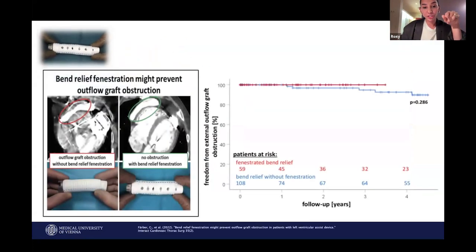Ferbet al actually presented their data with the 167 patients they had, with no bend relief outflow graft obstruction in the fenestrated group and 5 cases in the non-fenestrated group. The follow-up period was a little bit shorter in the fenestrated group. But this is also something I have to say we really do in every implant right now. It still has to be seen if it really is helpful. But we also know that Abbott is working on something that has already been talked about a little bit, but it's still the future. It's in the stars.